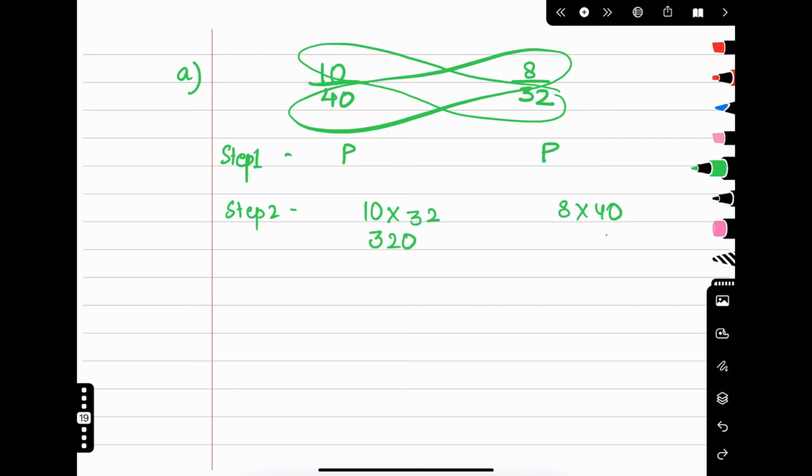So 10 into 32 and 8 into 40. In both the cases, the answer comes out to be 320. That means both the fractions are equal, or we can also say these were equivalent fractions.